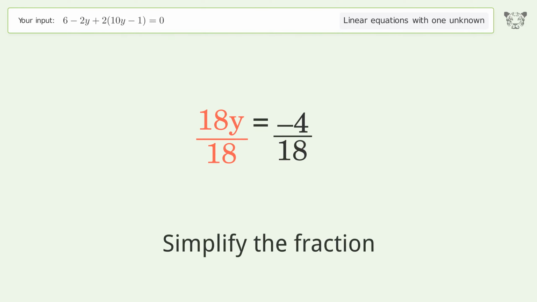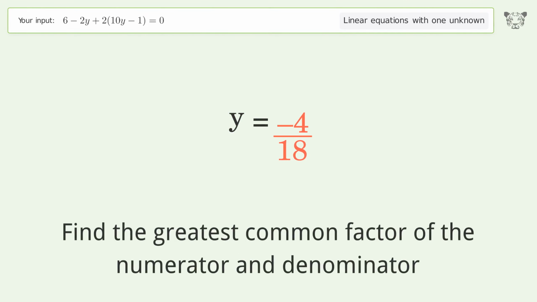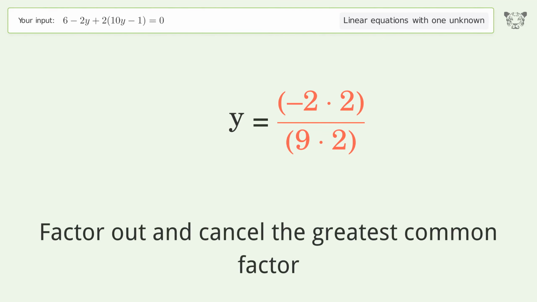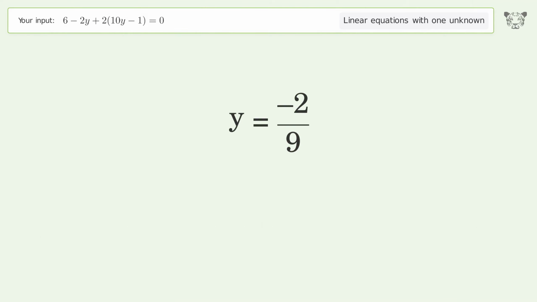Simplify the fraction. Find the greatest common factor of the numerator and denominator. Factor out and cancel the greatest common factor. And so the final result is y equals -2/9.